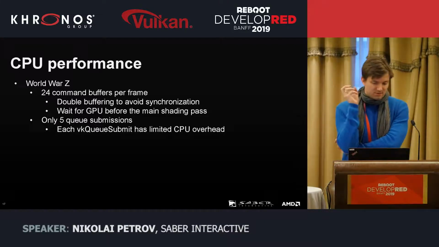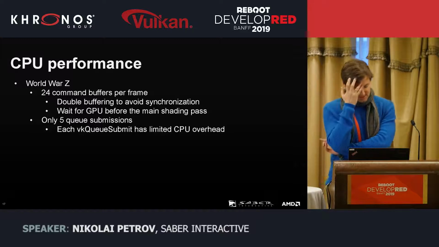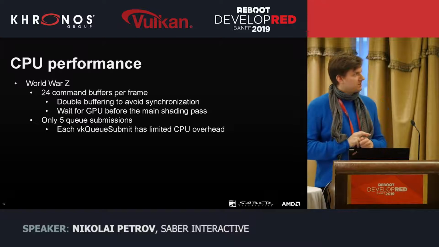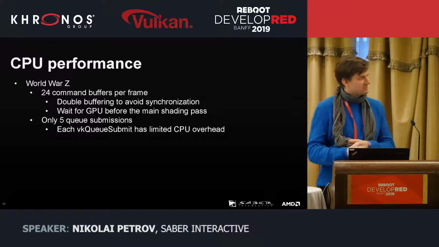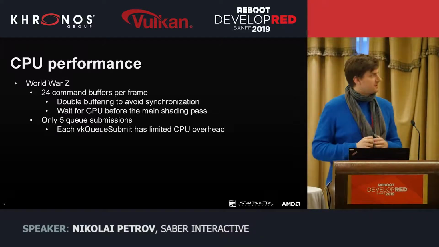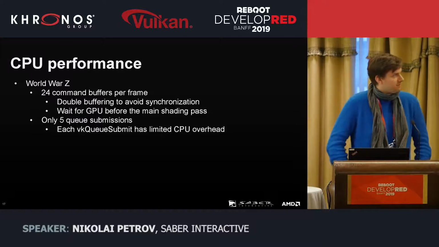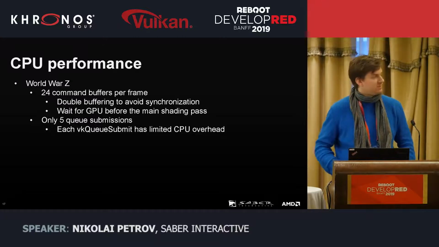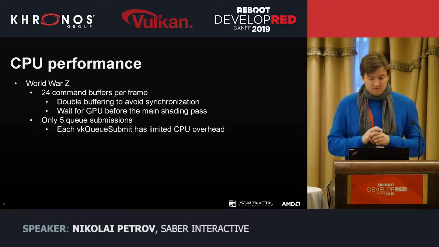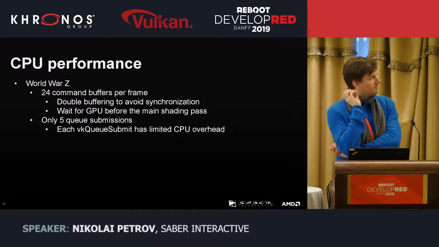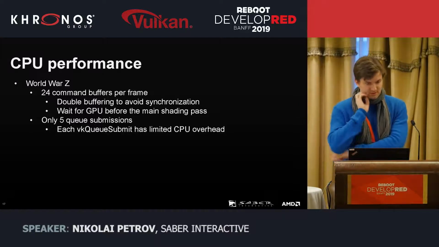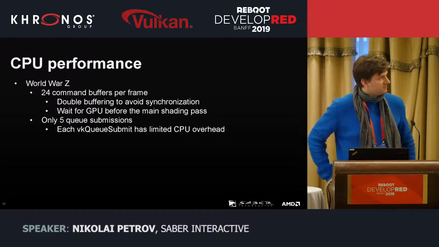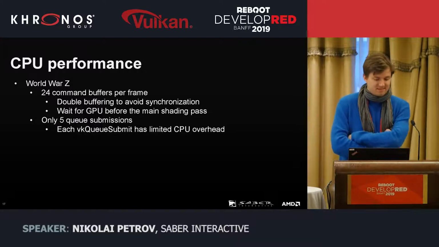Small vkQueueSubmit calls can complete faster than the operating system can schedule other ones. In the World War Z game, we prefer to do only 5 queue submissions with approximately 24 command buffers recorded per frame. We prefer to avoid explicit fence synchronization, so we just double the amount of command buffers. Due to the fact that we need to wait for the results of the GPU Z-pass, we can guarantee that the GPU can't fall behind significantly.